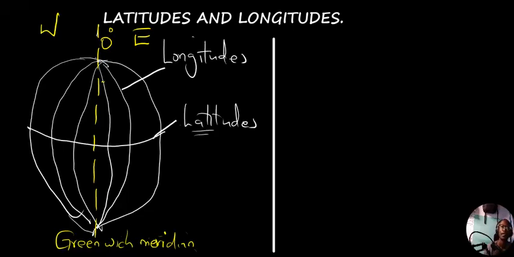These are lines drawn from east to west or west to east. Longitudes are lines drawn from north to south. The Earth or the globe is divided into two parts. We have the eastern side and the western side. It is separated with a line at the middle, which we call the Greenwich meridian. It is the longitudes which affect time.